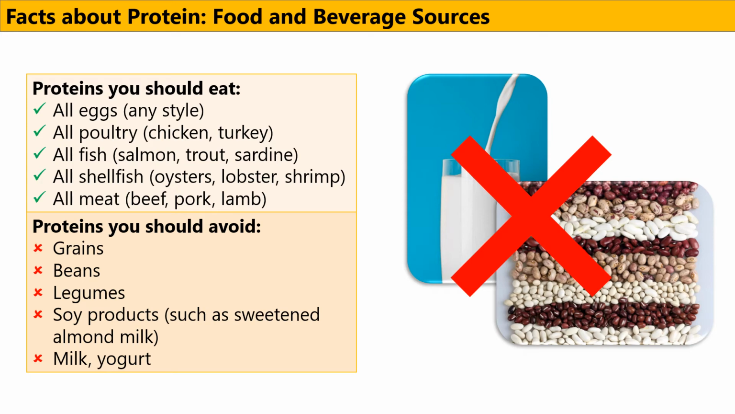Although beans, legumes, soy, and dairy products like milk and yogurt contain protein, they also contain carbohydrates, so they must be avoided. For example, milk is a high protein and calcium beverage, but has a fairly high carbohydrate content.